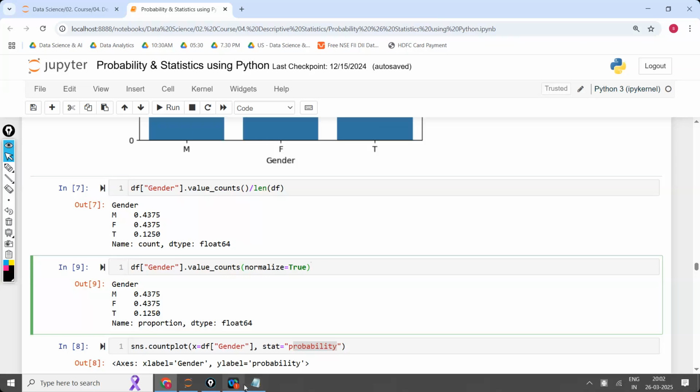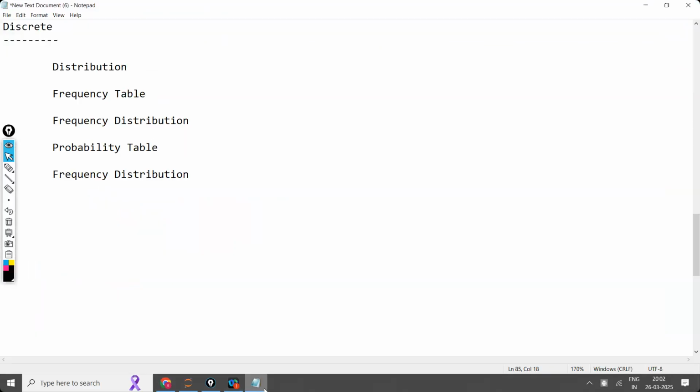So all of them are completed, including the Python code also. I have shown you the frequency. For getting the distribution, what you have to do? Dot unique. For getting the frequency table, what you have to do? Dot value counts. For frequency distribution, what you have to do? Count plot. For probability table, what you have to do? Dot value counts divided by the length of DF. For probability distribution, what you have to do? Again, count plot only, stat is equal to probability. Every code is clear? Python code for everything.